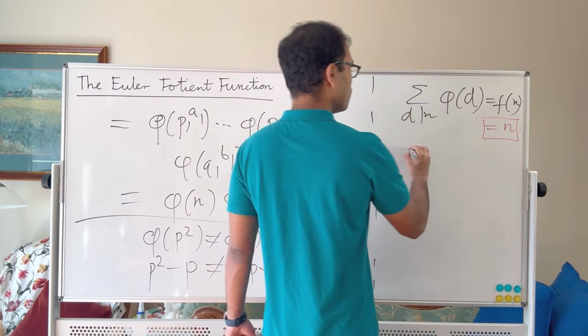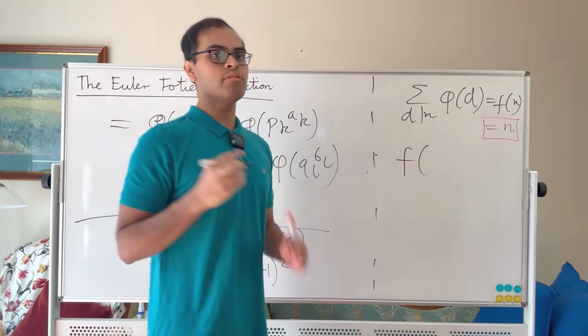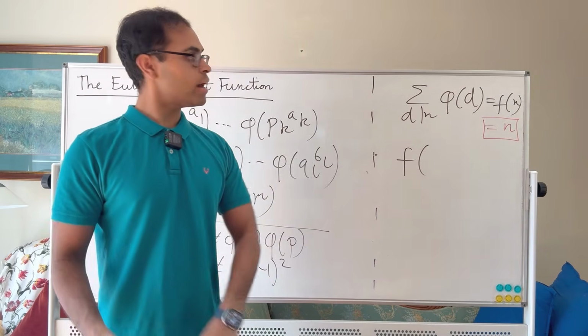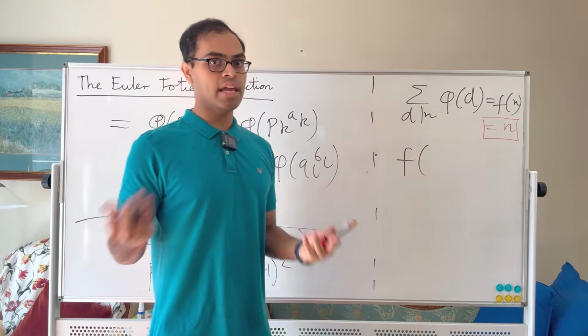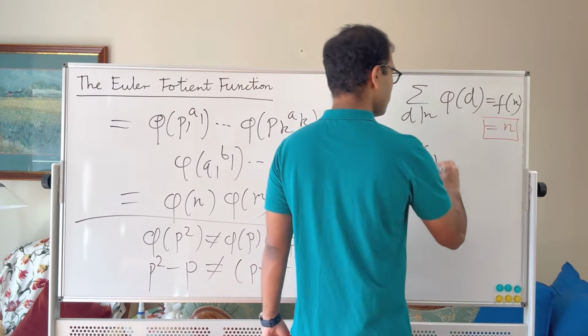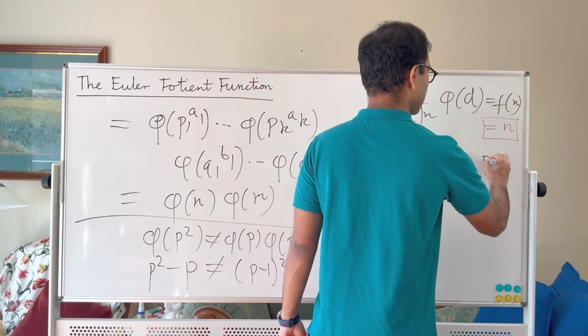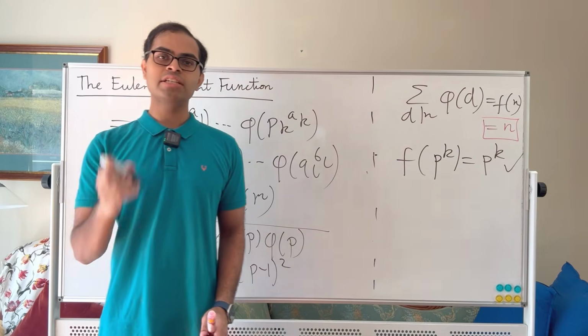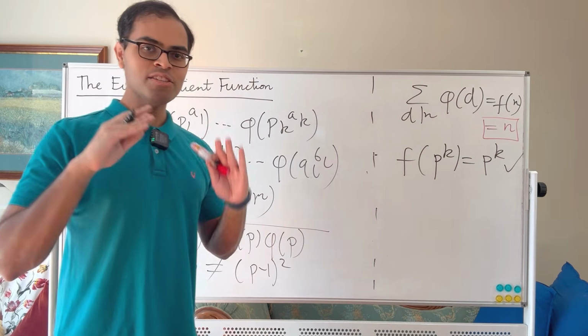What do we know? We know that f of a prime power is equal to that prime power. That is, f of n is equal to n when n is a prime power, because we verified Gauss's theorem when n was a prime power. So we know that f of p to the k is just going to equal p to the k. So that's a tick.